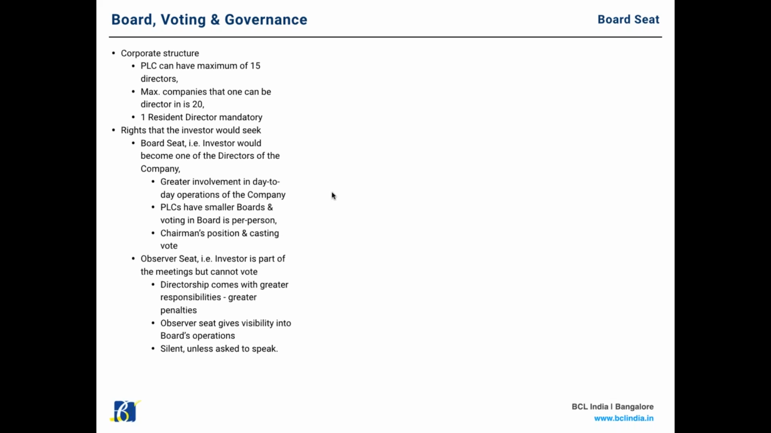There are certain risks attached to a board seat. So investors say, okay, I'm happy taking an observer seat, so I'll be part of the meeting, I know what's happening, but I do not want a board seat. So the observer seat has also become quite popular.